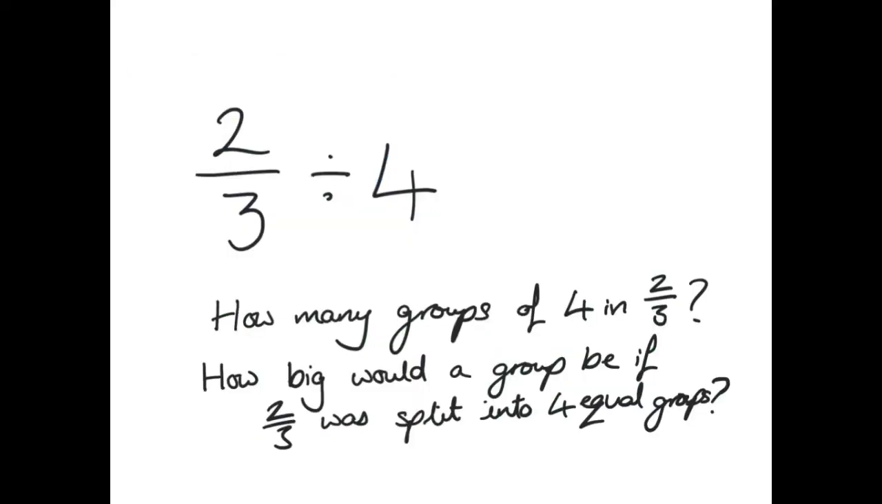The example we're going to start with is 2/3 divided by 4. And there are two things I can work out. I can either say how many groups of 4 can I make out of 2/3, or if I want to make 4 groups, how big will each group be?